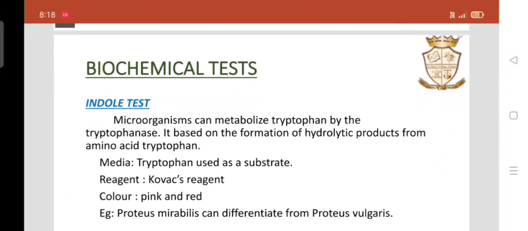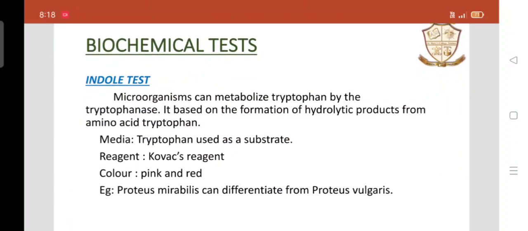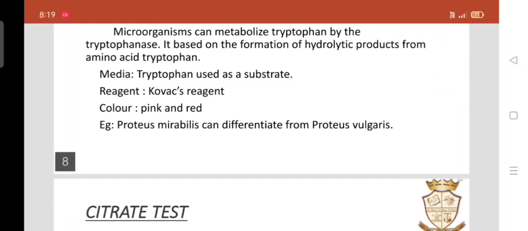Next is biochemical tests. First one is the indole test. Microorganisms can metabolize tryptophan by the enzyme tryptophanase. It is based on the formation of a hydrolytic product from the amino acid tryptophan. Media: tryptophan used as a substrate. Reagent: Kovacs reagent. Color: pink to red. Example, Proteus mirabilis can be differentiated from Proteus vulgaris.